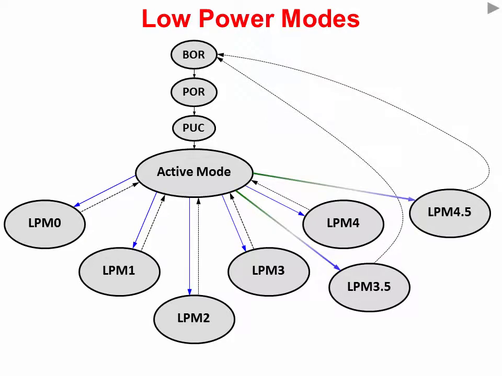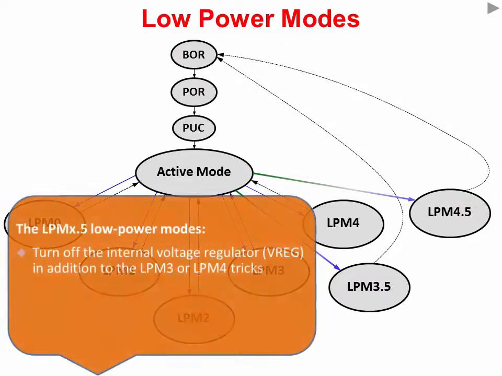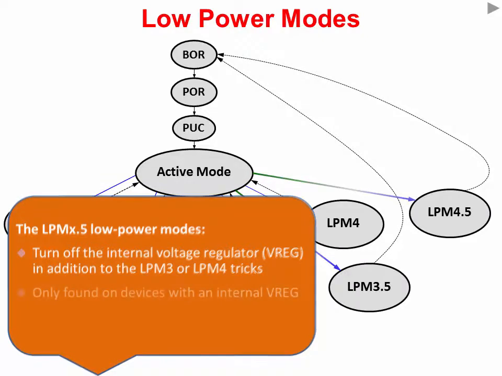But wait, there are 2 more modes which are even lower power. Some generations of MSP430s also offer the .5 low power modes. These modes also turn off the processor core's internal voltage regulator, in addition to all the other low power tricks applied by LPM3 or LPM4, thus saving even more energy. Of course, these modes are only available on those devices that contain on-chip voltage regulators.